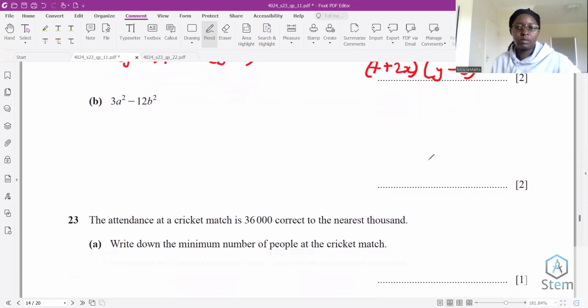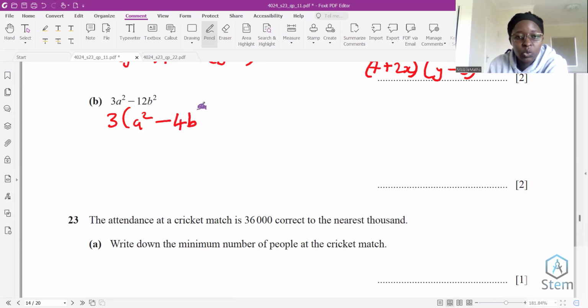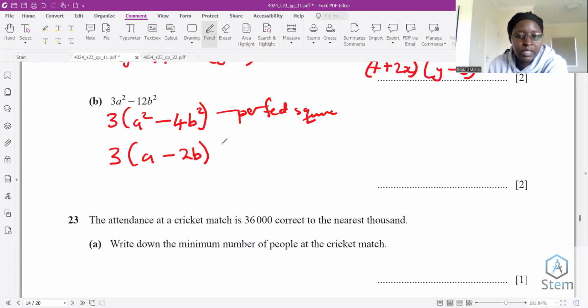Then let's do the next one. 3a squared. First of all, let's take out 3 there. Because 3 is common, I can have 3. Then we remain with a squared minus 3 into 12, that's 4b squared. So basically this is a perfect square. When we have a perfect square, we can just simplify it and say a minus 2b and a plus 2b. We are done. That's the final answer, this one.